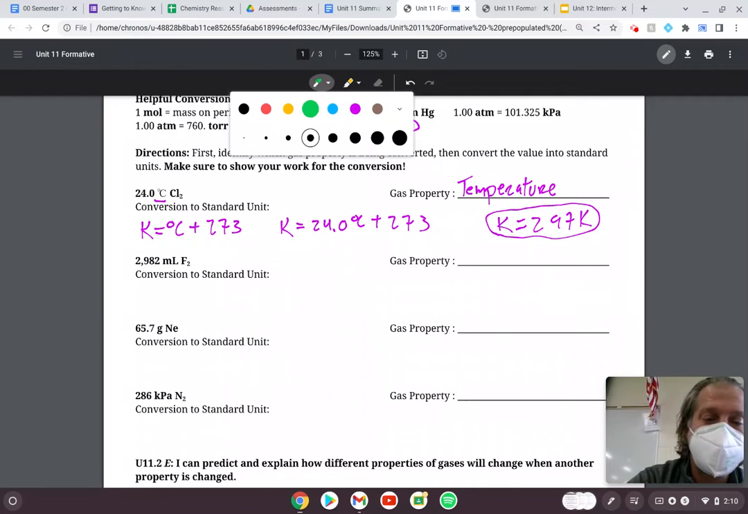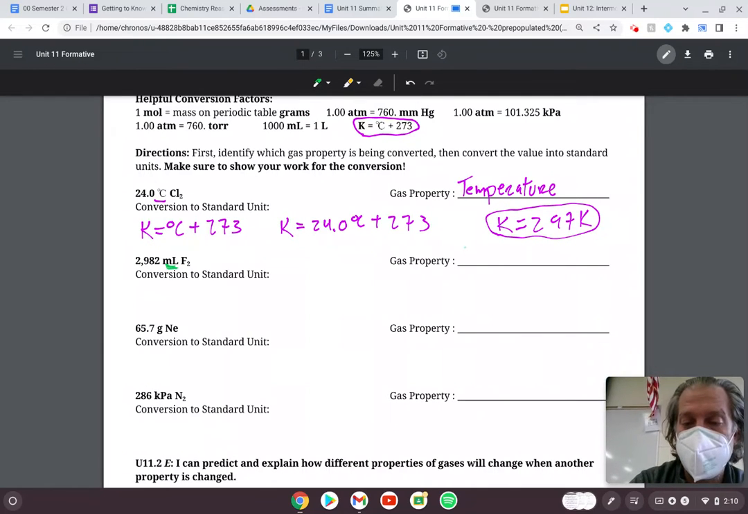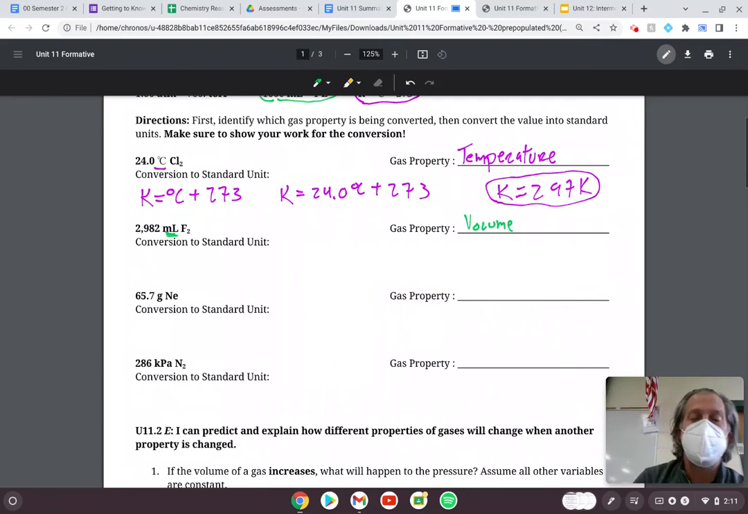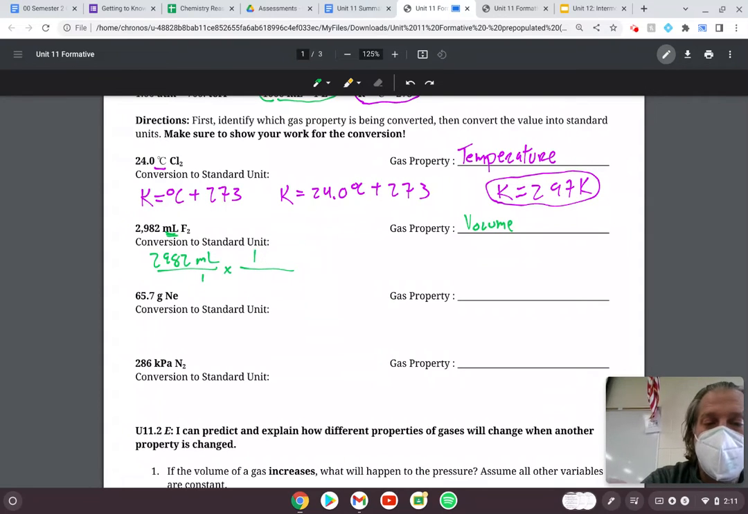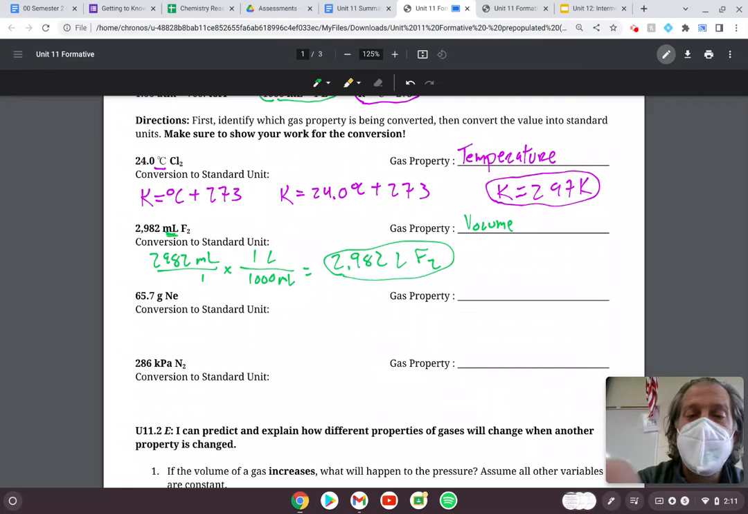The second one, milliliters, tells me we're dealing with a volume. If I look up above, I see 1,000 milliliters is equal to 1 liter. So I'm going to do the conversion of 2,982 milliliters to liters. I want to set this up so milliliters cancels out. So I'm going to get 2.982 liters, in this case of F2.